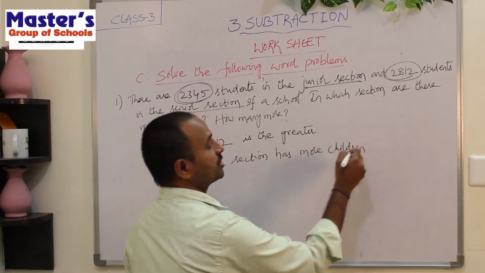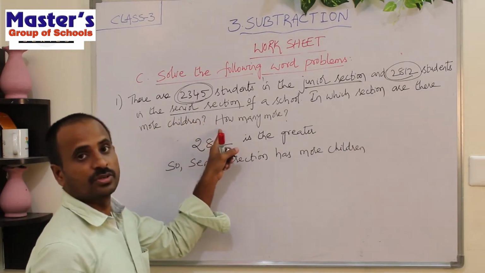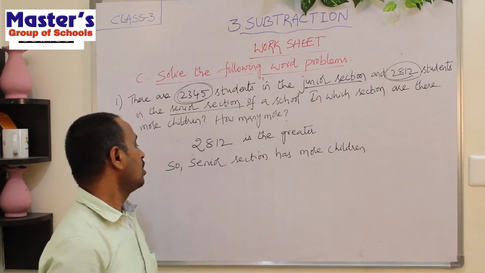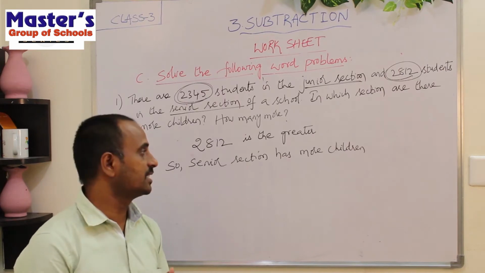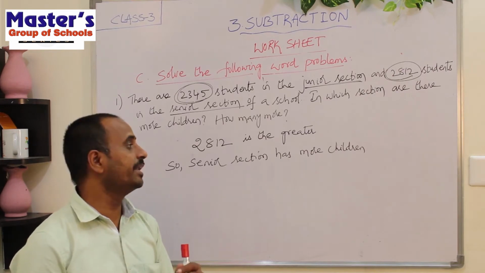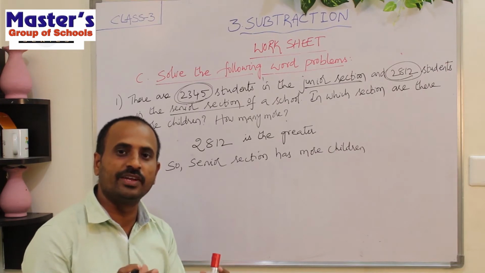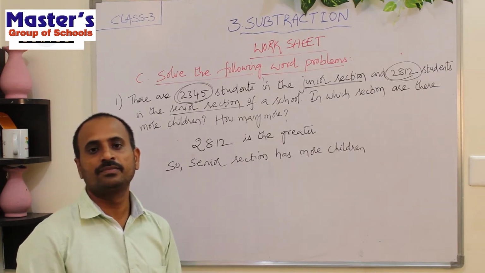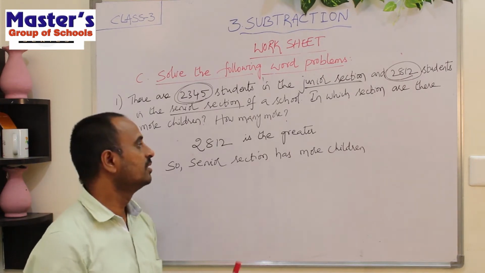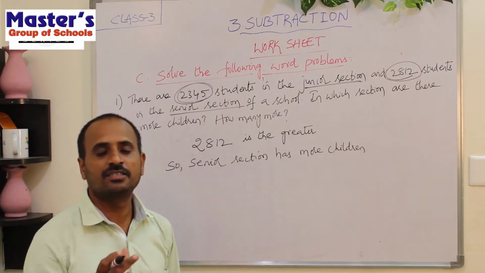Now the problem is not completed, because there is another question here. The next question in this problem is how many more? That means how many children are more in the senior section than the junior section? How can we find it? We have to find the difference between the senior section and the junior section. Difference means subtraction.